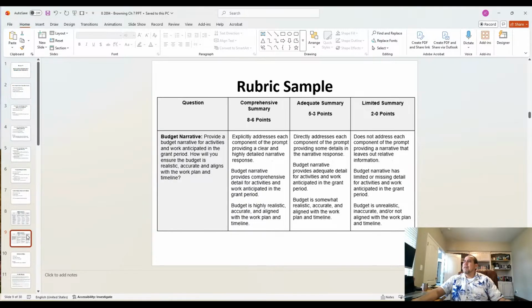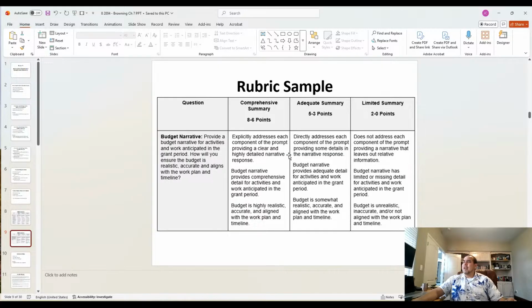Providing a budget narrative for activities and work anticipated in the grant period. How will you ensure the budget is realistic, accurate, and aligns with the work plan and the timeline? Okay. And we'll probably talk more about budgets, but every budget has to have a budget narrative. The budget narrative really explains the budget that you just wrote. The budget's numbers are not self-explanatory. Someone has to tell the reviewer, what do these numbers mean? How are these numbers calculated? Okay, that type of thing.